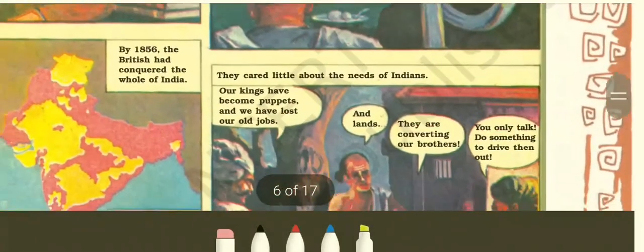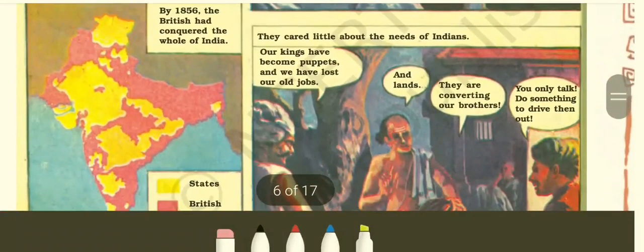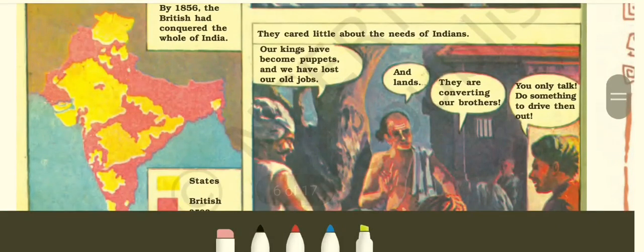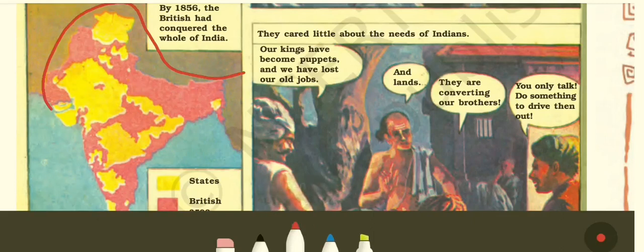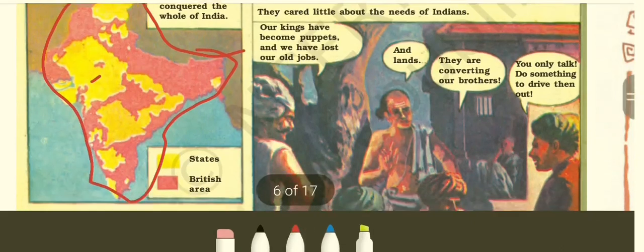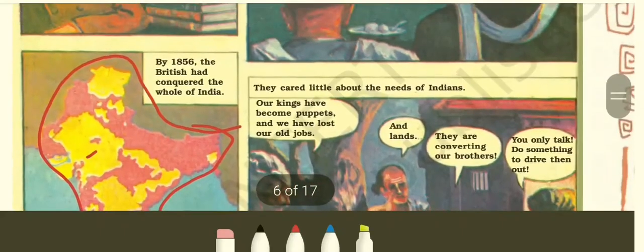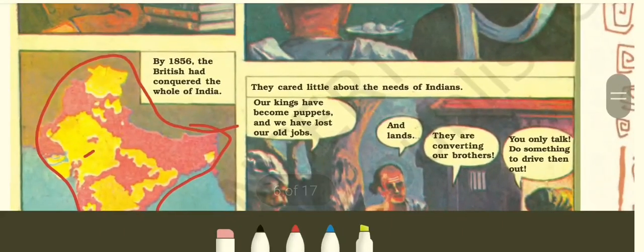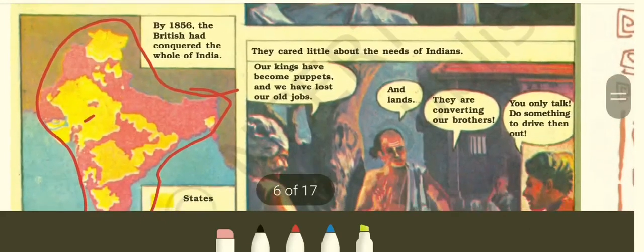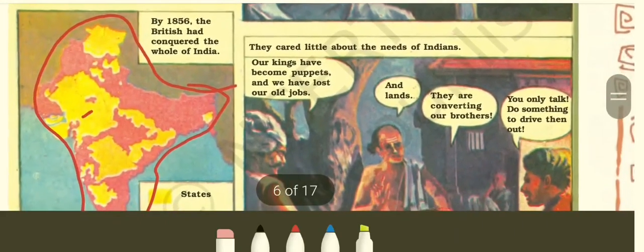Okay. Now initially, class, you must have observed the map. It was more of yellow and quite less of pink, if you'd like to call it. Now it's more of a pink, and just parts are green, yellow to be precise. Right? So what does this show? The British were expanding, isn't it? The British had conquered the whole of India. They cared little about the needs of Indians.